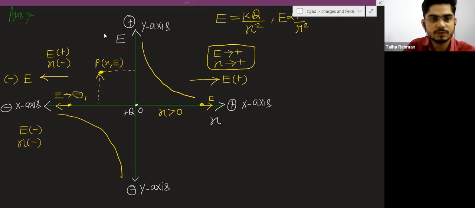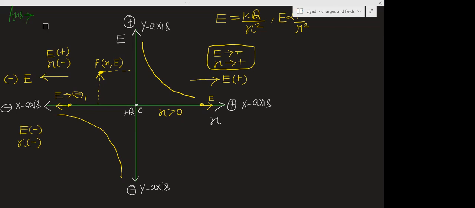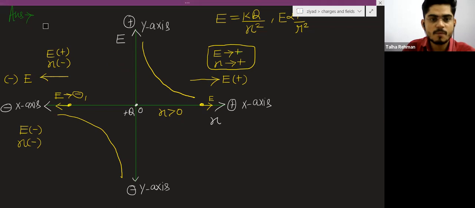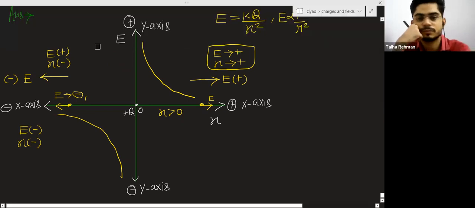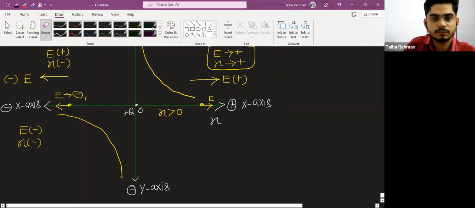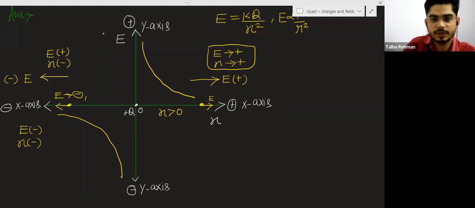Okay, Ziyad, you can just note it down. In first quadrant, electric field will be positive and distance will be positive. In second quadrant, electric field will be positive and here electric field is positive.